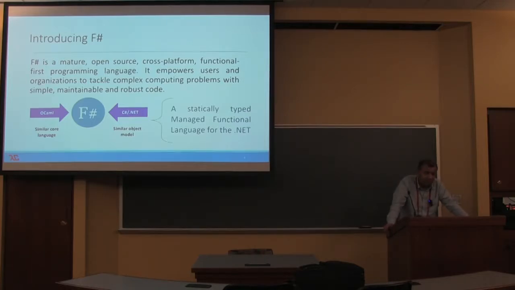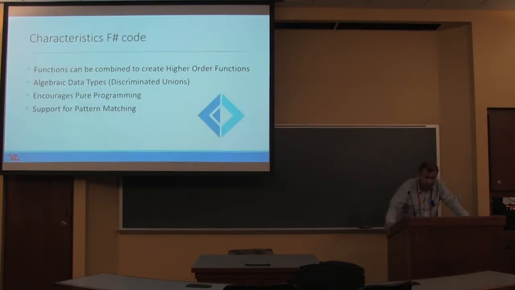So for somebody who's coming from an ML, OCaml background, a lot of things that you see in F# are going to be very familiar. There are things that F# adds. The object-oriented part of the language is actually more similar to C#, but the functional part of it is still very close to OCaml. So like any other functional language, F# supports higher order functions. You can combine functions. You have algebraic data types that they call discriminated unions. It encourages pure programming, and it has support for pattern matching.